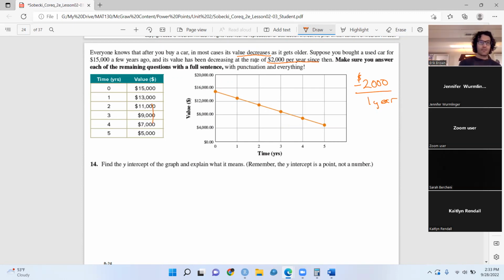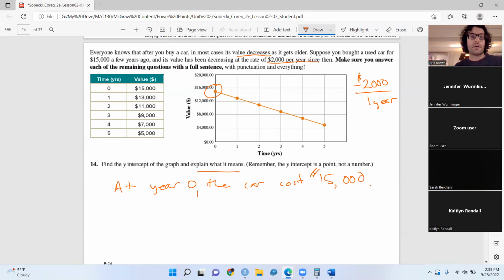So our author gives us the table of values and the graph that's associated with that. And we're to find the y-intercept. Well, that's just the initial value. That's the starting value, right? And we're supposed to explain what it means. Well, that just means at time 0, so at year 0, the car cost $15,000. Or maybe we should say it was worth $15,000.